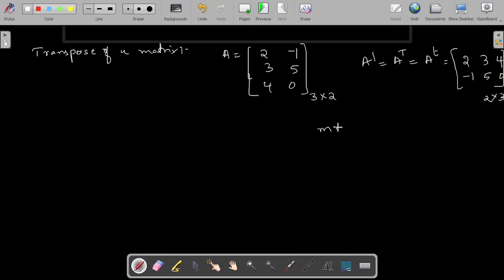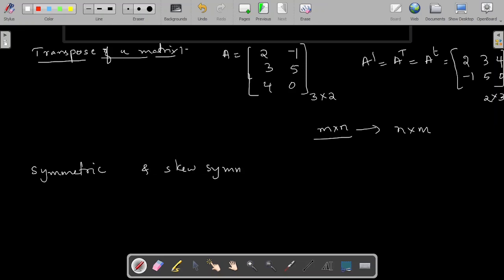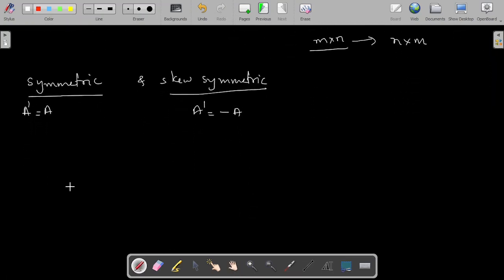So any matrix M is of order M by N. After taking the transpose, it becomes of order N by M. This is how we take the transpose of a matrix. Now with the help of the definition of transpose of a matrix, we define symmetric and skew symmetric matrix. Symmetric matrix is the one where A dash equal to A. Transpose is same as given matrix, then such a matrix is symmetric. Skew symmetric means transpose is negative of the given matrix, then such a matrix we call it as a skew symmetric.